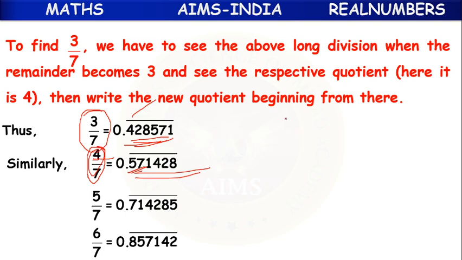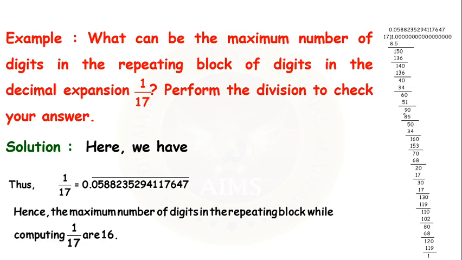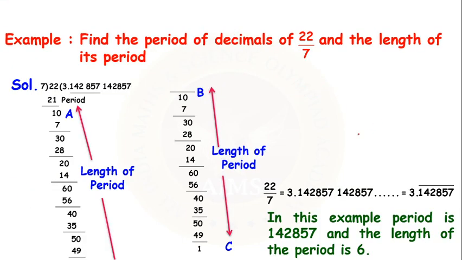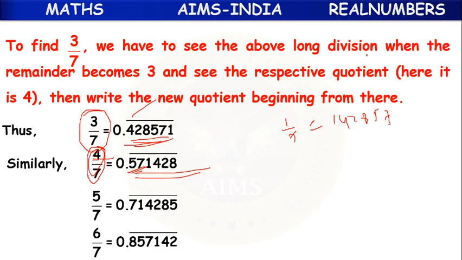Means actually in 1 by 7 we have 1, 4, 2, 8, 5, 7, 1. So 5, 7, up to 5, 7 only. This is the recurring part of 1 by 7.